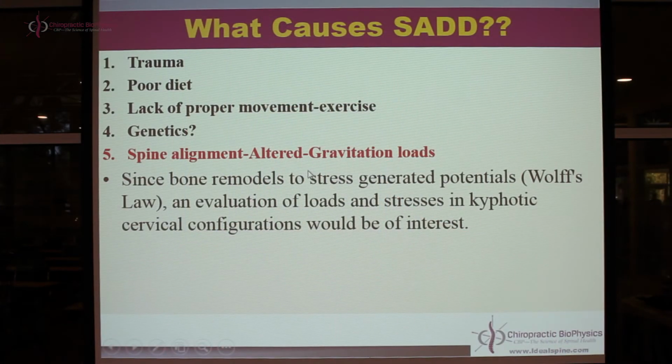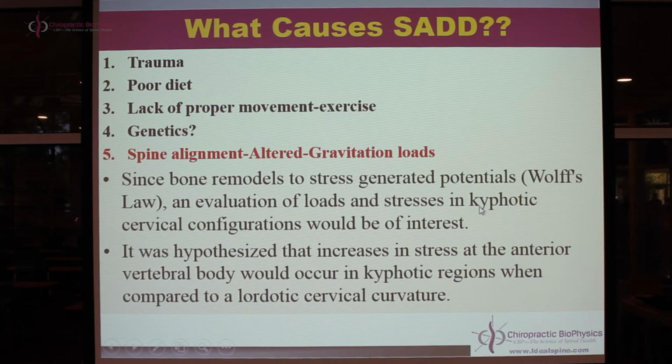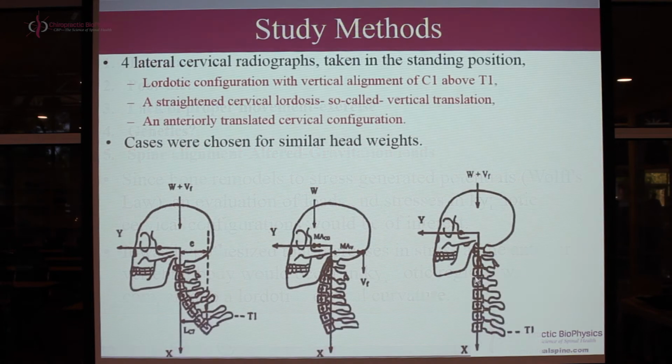Okay? Since bone remodels to the stress placed on it via what's called Wolff's Law, stress-generated potentials, an evaluation of the actual loads and stresses, and this should say in translation, cervical configurations would be of interest. I accidentally patched in last week's slide here. That should say translations. We'll talk about what we did. We hypothesized that increased stress, force per unit area, at the anterior and posterior vertebral bodies would occur in these translated configurations compared to a neutral lordotic specimen.